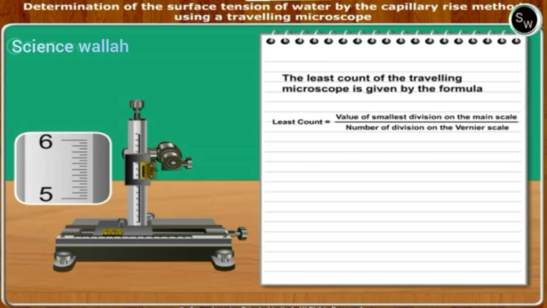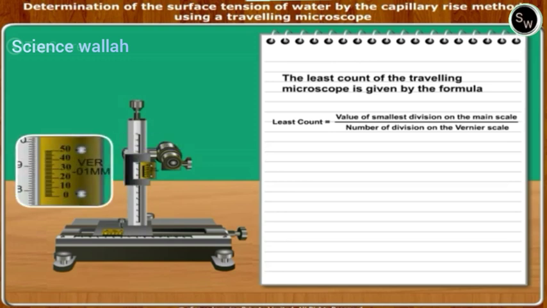The division after 5 is 5.05. The second division is 5.1. Then 5.15. Then 5.2. Then 5.25 and so on. Therefore, the division before 6 is 5.95 centimeters. The value of the smallest division on the main scale is half a millimeter, that is 0.05 centimeter.